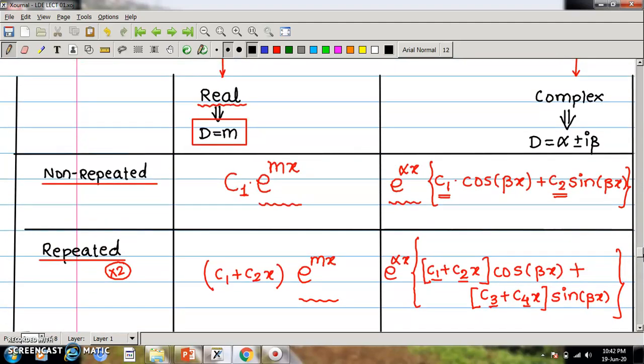In the next module, we discuss some examples and we revise this table, how to use this table while solving examples. So stay tuned for the next video. We discuss more examples. If you have any doubts, you can post your doubts to me.